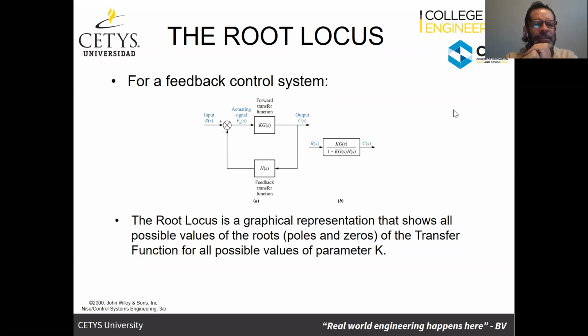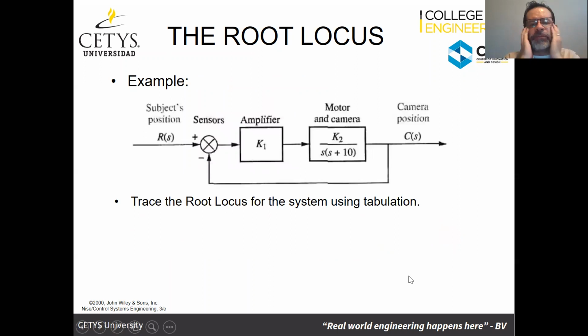So let's analyze this and see how this tool can be useful for system design, and also how we can use MATLAB to find it. Let's look at the following system. This system is trying to represent a positioning system, in this case I believe it's a camera. And so it's got a transfer function here.